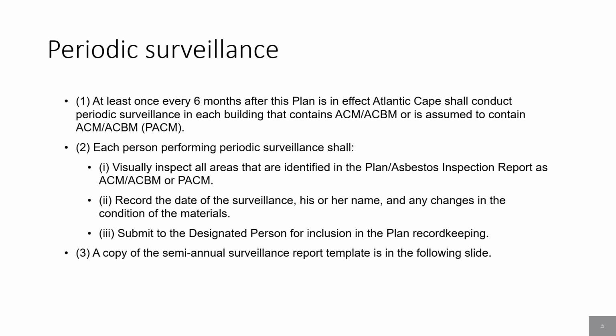Periodic surveillance. At least once every 6 months after this plan is in effect, Atlantic Cape shall conduct periodic surveillances in each building that contains ACM or ACBM or is assumed to contain those materials. Each person performing periodic surveillance shall visually inspect all areas that are identified in the plan as ACM or PACM. They shall record the date of the surveillance, his or her name, and any changes in the condition of the materials, and submit to the designated person for inclusion in the plan record keeping.